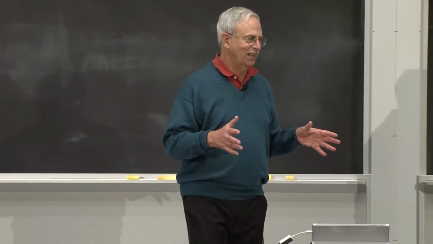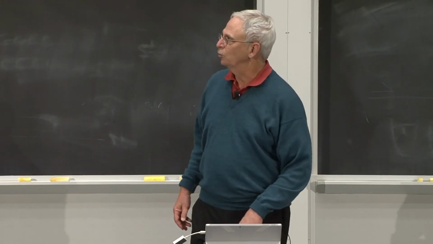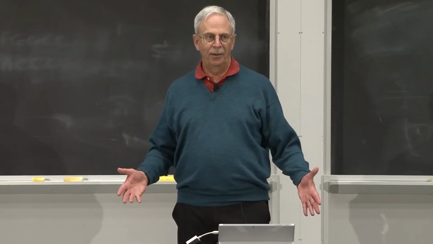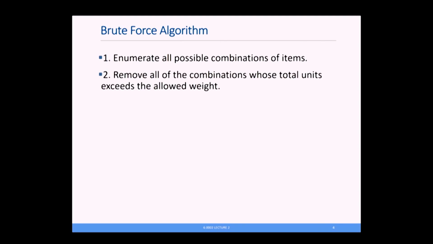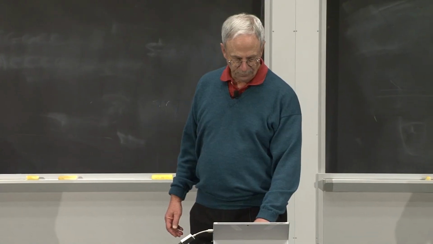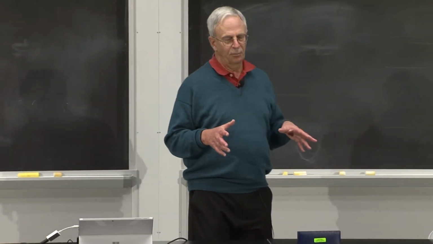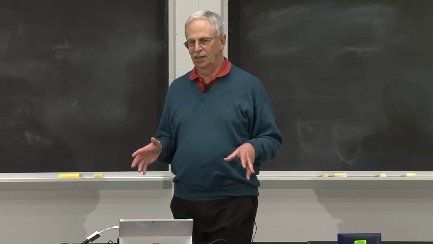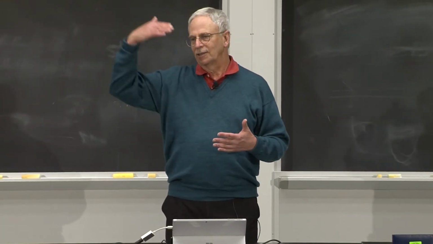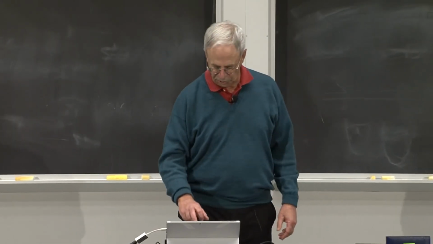Last time, we looked at an alternative to a greedy algorithm that was guaranteed to find the right solution. That was a brute force algorithm. The basic idea is simple: you enumerate all possible combinations of items, remove the combinations whose total units exceed the allowable weight, and then choose the winner from those that are remaining. Now let's talk about how to implement it. The way I want to implement it is using something called a search tree. There are lots of different ways to implement it. In the second half of today's lecture, you'll see why I happen to choose this particular approach.